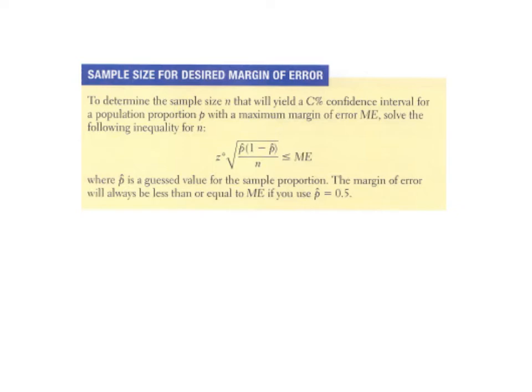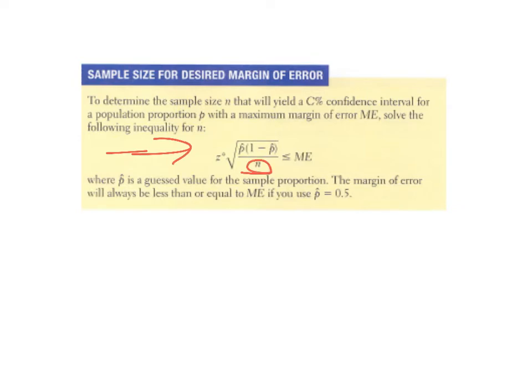Okay, so the last thing that we can do is determine a sample size for a particular confidence interval for a population proportion with a particular margin of error, so a maximum margin of error. So when we do that, we solve this inequality here, and we're looking for n, the sample size.